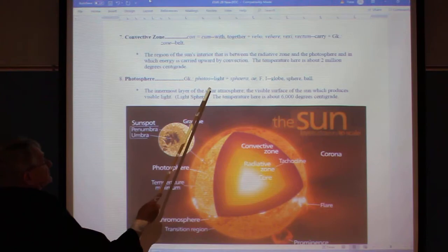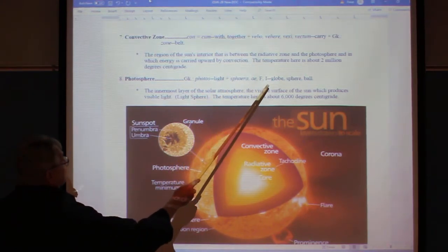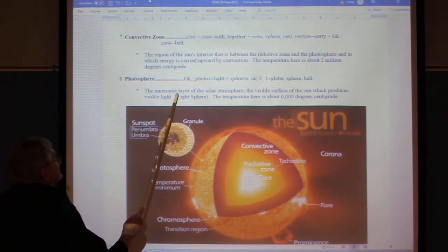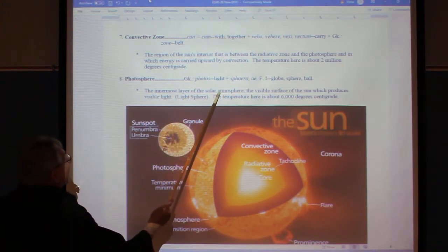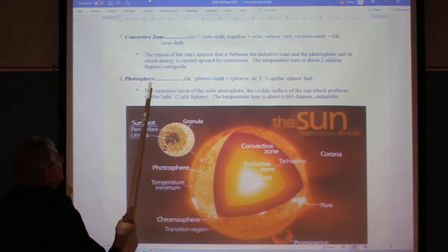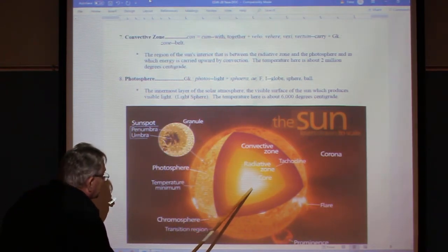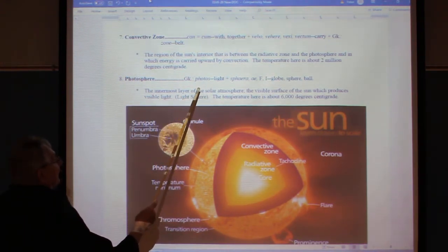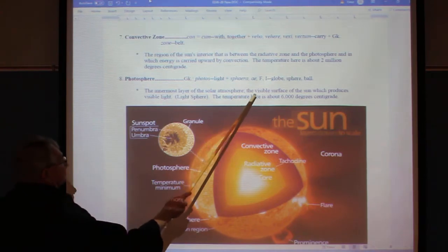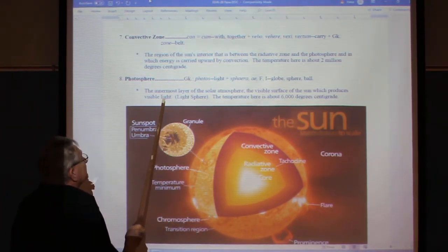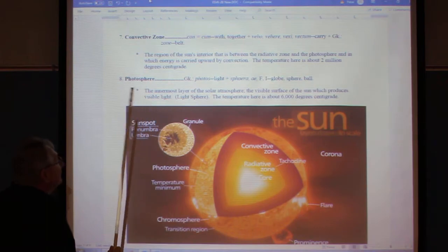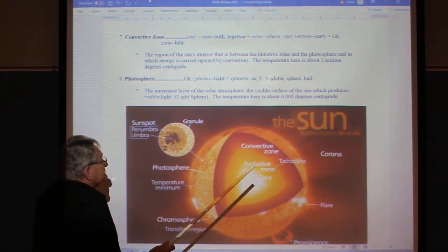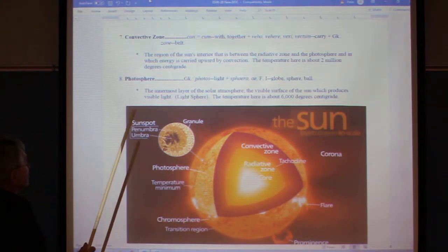Photosphere, Greek photos, light, sphera, spherae, feminine first, globe. You've had those words before. The innermost layer of the solar atmosphere, not the inner layer of the sun, the inner layer of the atmosphere. Okay, of the solar atmosphere, the visible surface of the sun which produces visible light. Light sphere, some books call it. The temperature here is about 6,000 degrees centigrade.